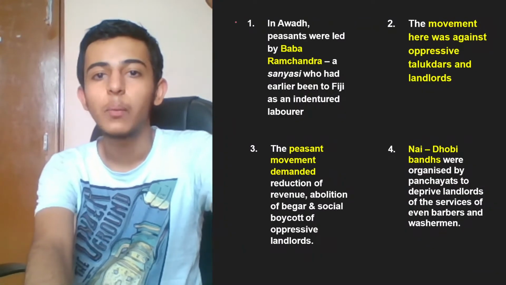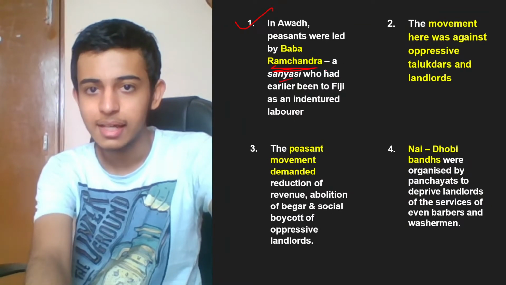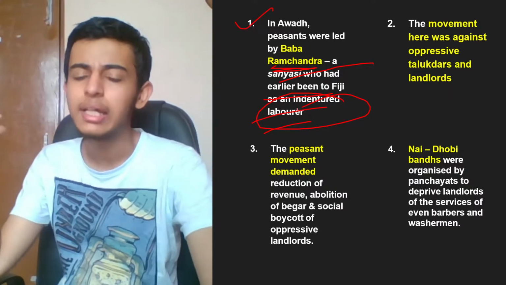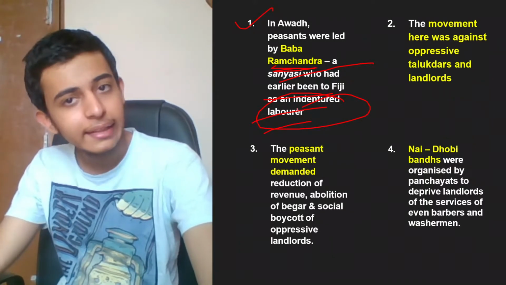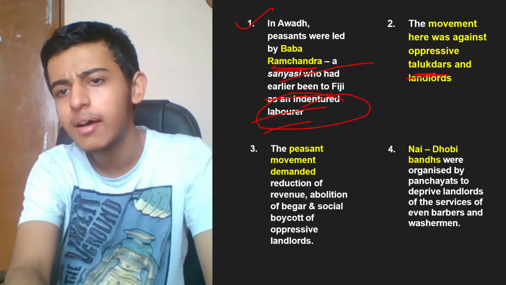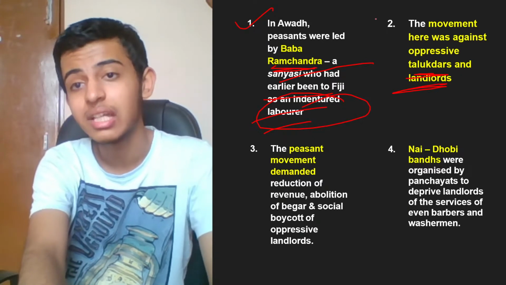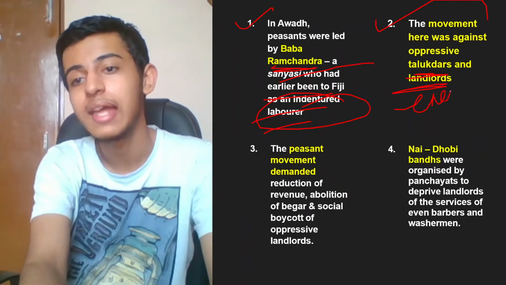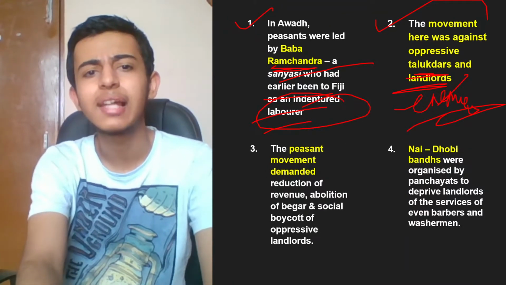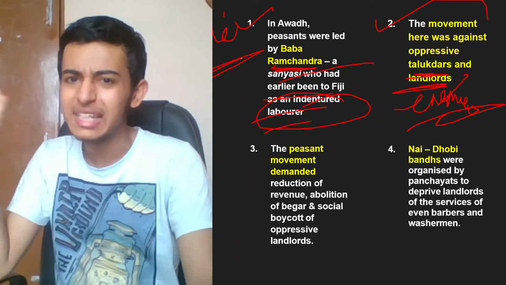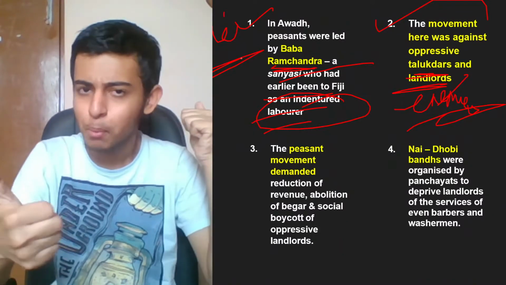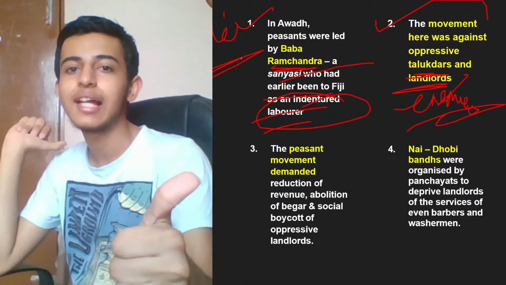Let's start. In Awadh, peasants were led by Baba Ramchandra, a sannyasi who had earlier gone to Fiji as an indentured laborer. He came back to India and led that movement. The movement was against oppressive talukdars and landlords, the different money lenders. So money lenders and landlords are the enemies. You can treat it like a movie: Baba Ramchandra, our hero; peasants, supportive characters; talukdars and landlords, villains.